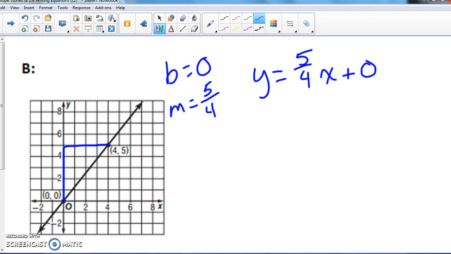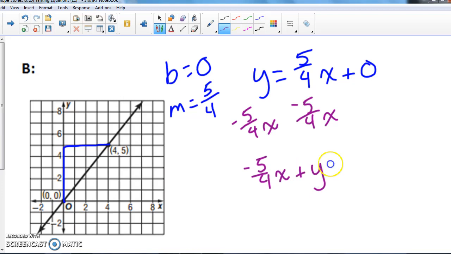But the directions here said move this into standard form. So the next thing I want to do is my 3 criteria for standard form. Get x and y on the same side, no negatives in front of x, no fractions. So if I get x and y on the same side here, I want to move that 5/4 x over. Because it's positive, I'm going to have to subtract it from both sides. So I have negative 5/4 x plus y equals 0.